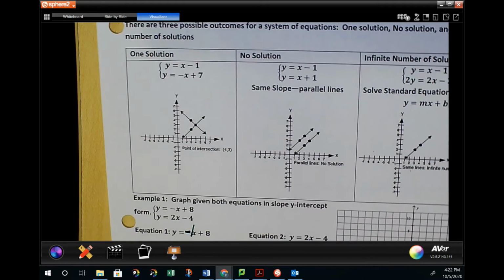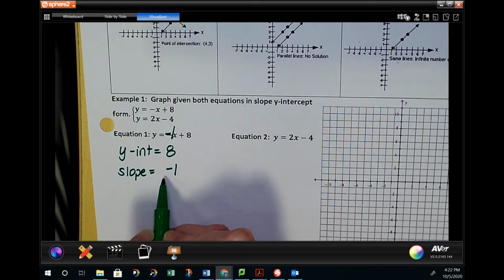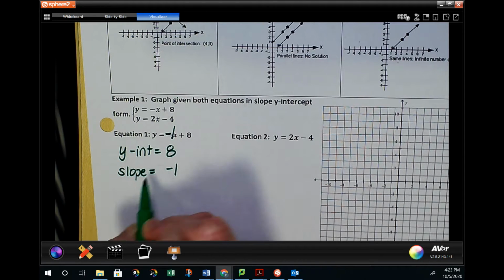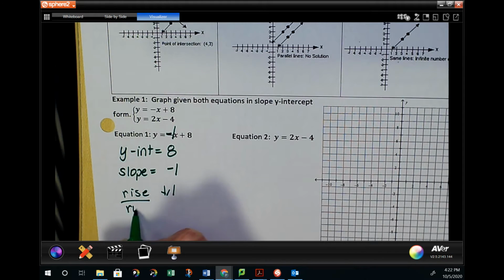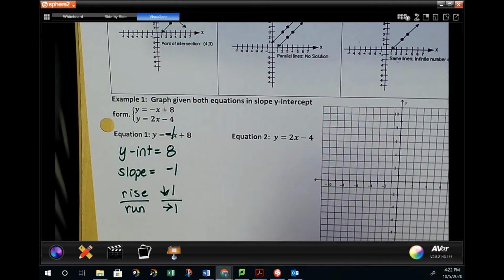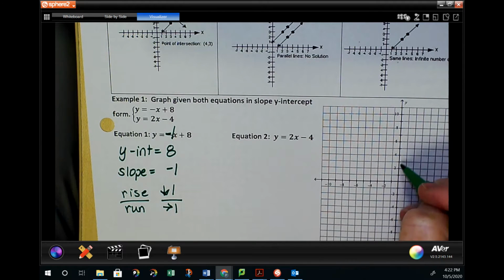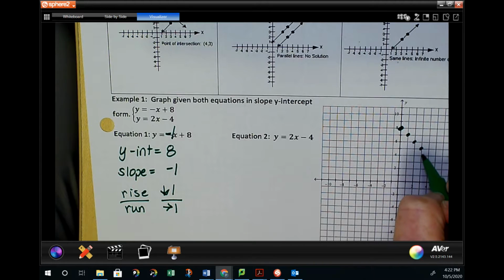Oops, sorry, you can't see. Sorry. So remember your y-intercept is 8, and there's a negative 1 in front of that x. So this rise means that you're going to go down 1, and your run means that you're going to move to the right 1. So down 1 to the right 1. So we start at 8 on the y-axis, and I counted these by 2: 2, 4, 6, 8. There's my y-intercept. I'm going to go down 1 to the right 1, down 1 to the right 1, and so on.